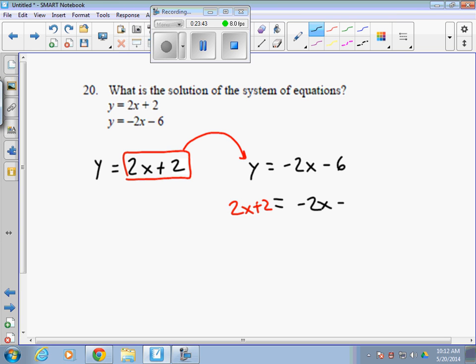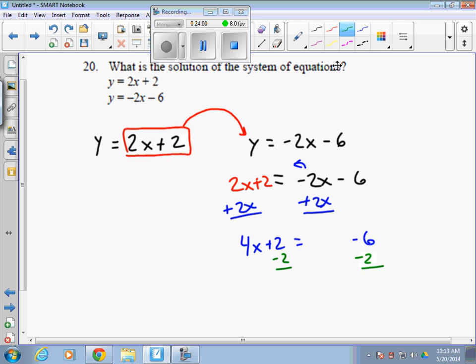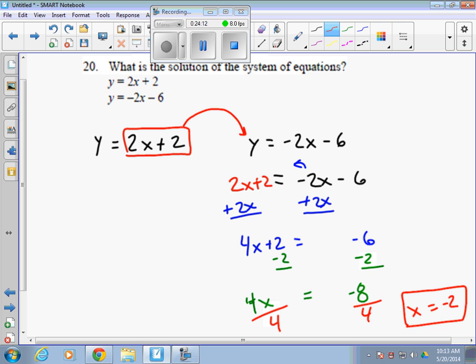equals -2x minus 6. Bring your smaller x over. It says -2, so add it, x. Add 2x here, and you get 4x plus 2 equals -6. Undo plus 2 by subtracting it. -6 minus 2 is -8. And then undo 4 times something by dividing by 4. X's value is -2. So now you have a value for x.